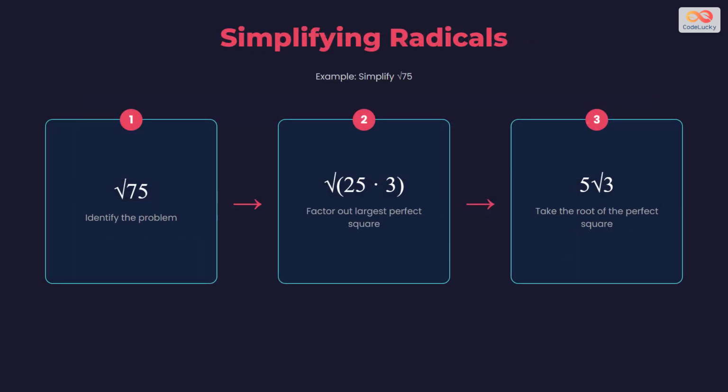Let's apply the product rule to simplify a non-perfect root. To simplify the square root of 75, we factor 75 into 25 times 3. Since 25 is a perfect square, we can evaluate its root to get 5, leaving the 3 inside the radical. The final answer is 5 times the square root of 3.